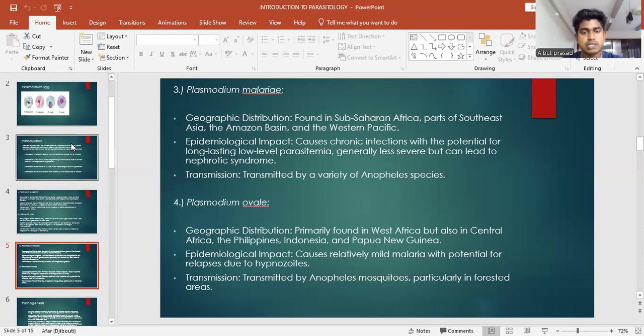Last one, Plasmodium ovale. It is found in West Africa, but also in Central Africa, the Philippines, Indonesia, and Papua New Guinea. They cause relatively mild malaria with potential relapses due to hypnozoites. Transmitted by Anopheles mosquitoes, particularly found in forests.